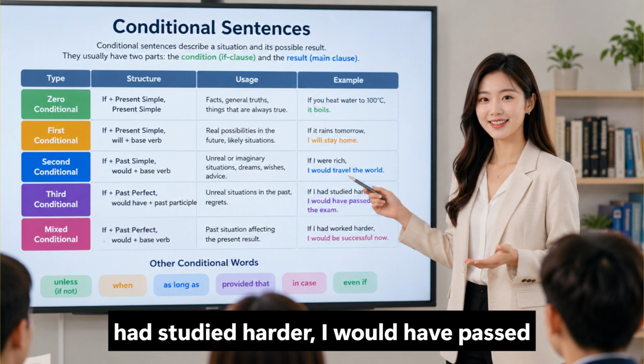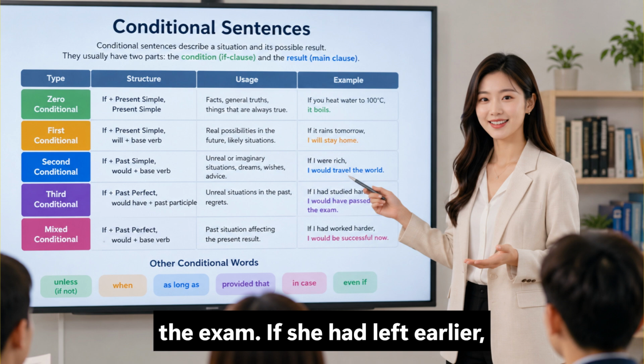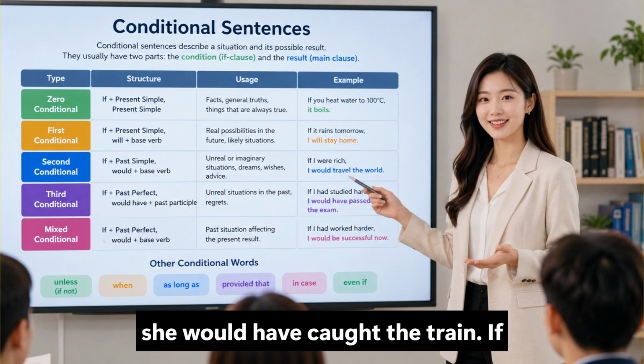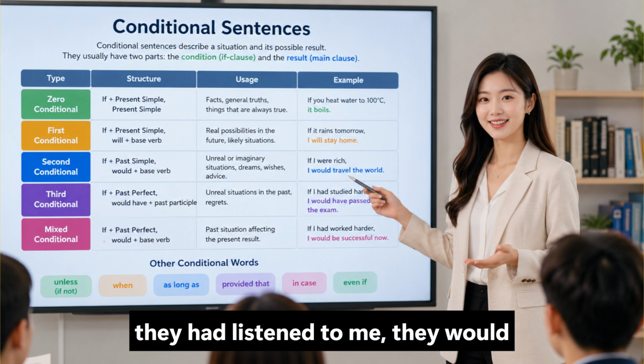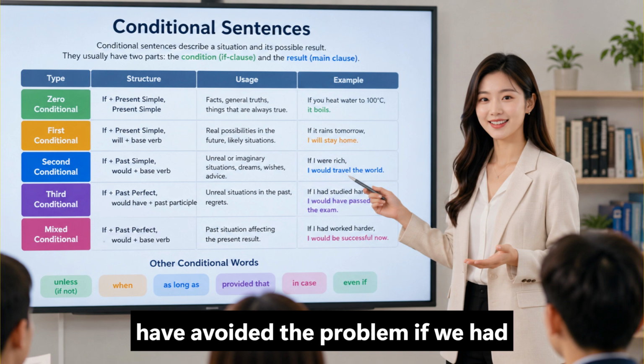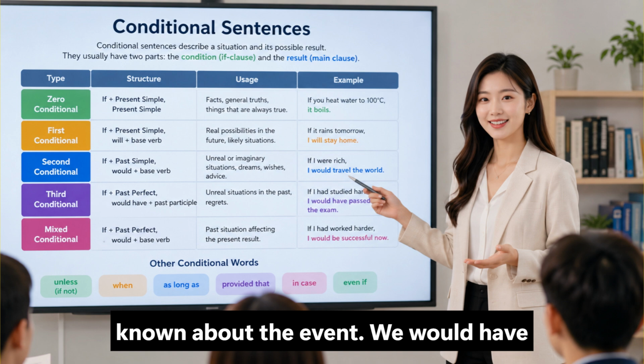Examples. If I had studied harder, I would have passed the exam. If she had left earlier, she would have caught the train. If they had listened to me, they would have avoided the problem. If we had known about the event, we would have attended.